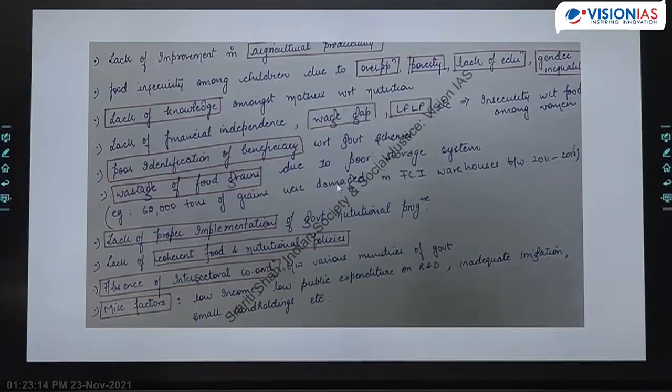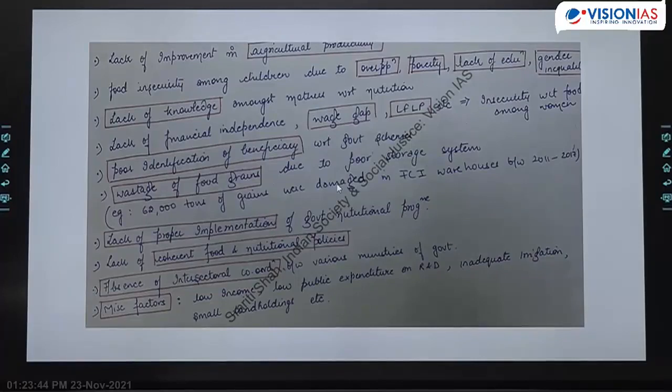For example, population growth, poverty, lack of education, gender inequality, lack of knowledge among the parents with respect to nutrition, right? Then among the women, if we are talking about food insecurity, it can be because of lack of financial independence, it can be because of wage gap, it can be because of low female labor force participation. Now, this is mostly with respect to women and children. You can add the caste dimensions, the tribal dimensions also here.